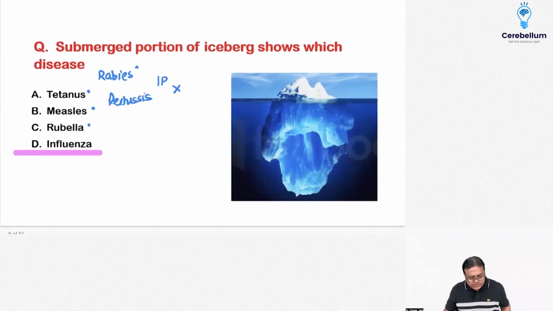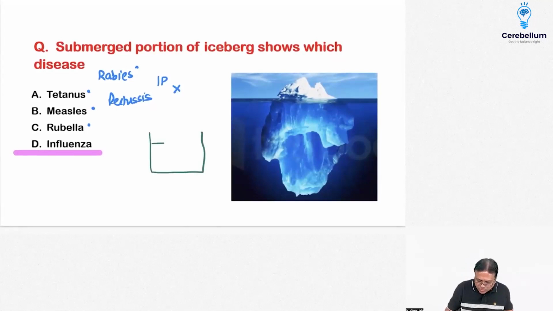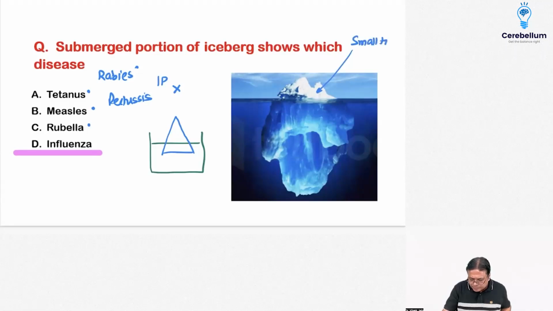Even if chickenpox was in the option, chickenpox is very evident, friends. A case of chickenpox will definitely come with lesions, which you can definitely see: pleomorphic, dew drop on rose petal appearance, and centrifugal distribution. So chickenpox iceberg phenomenon would be like this. But students categorically mentioned that there was a small tip, and that has to be a disease like influenza, which has multiple presentations, right?